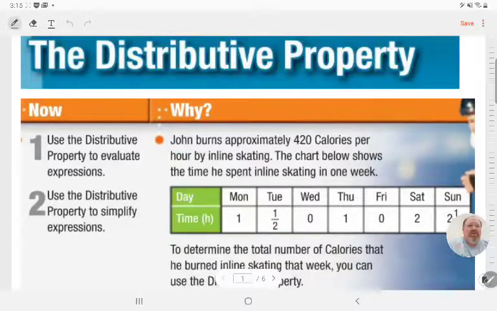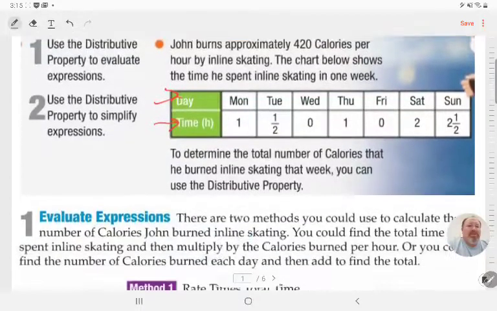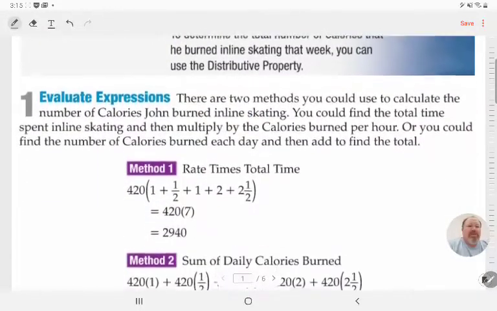So if we look at this original problem here, it says, John burns approximately 420 calories per hour by inline skating. The chart below shows the time he spent inline skating in 1 week. So you can see the days and how many hours he spent inline skating. To determine the total number of calories that he burned inline skating that week, you can use the distributive property. So let's take a look at that.